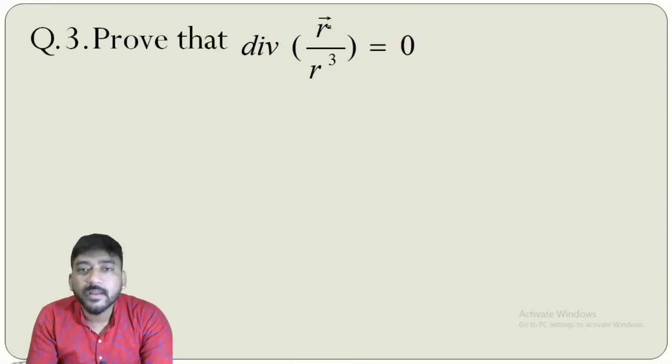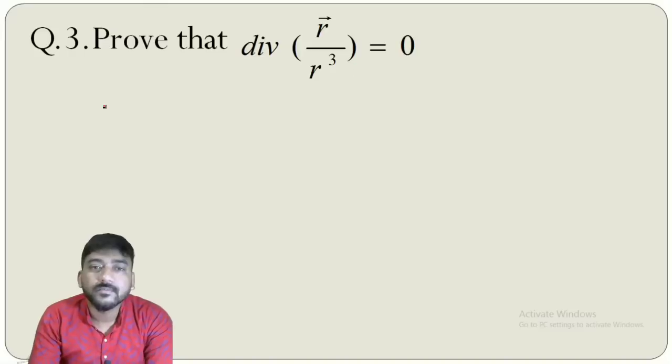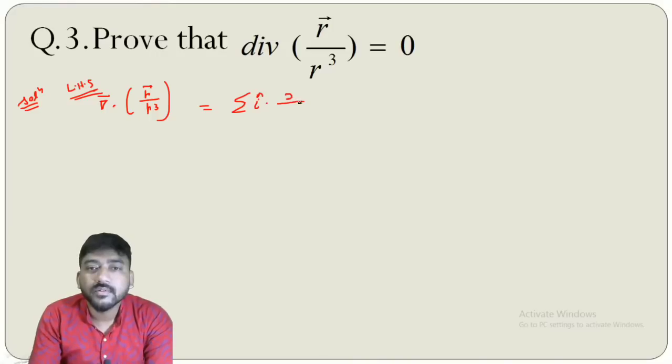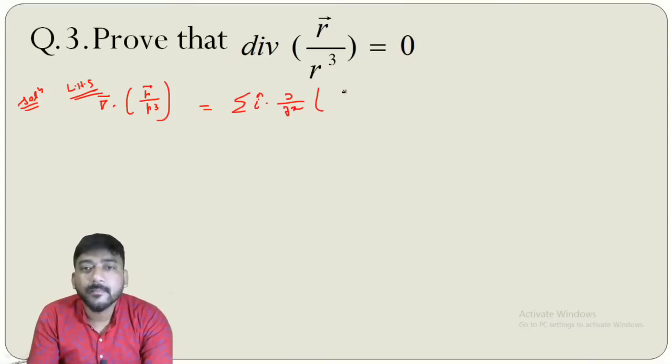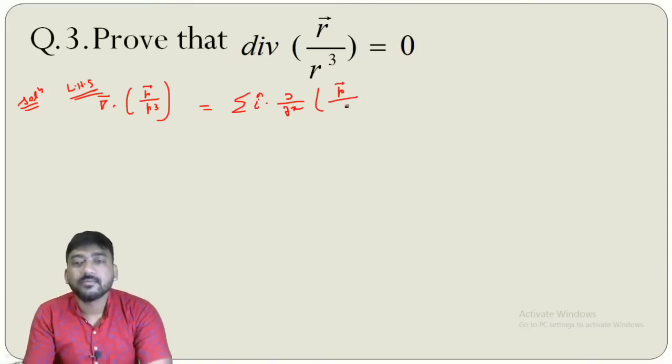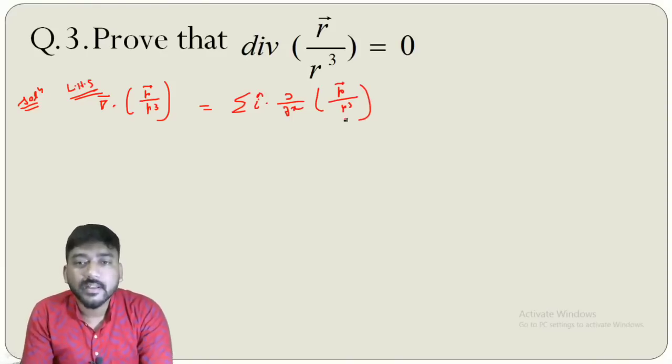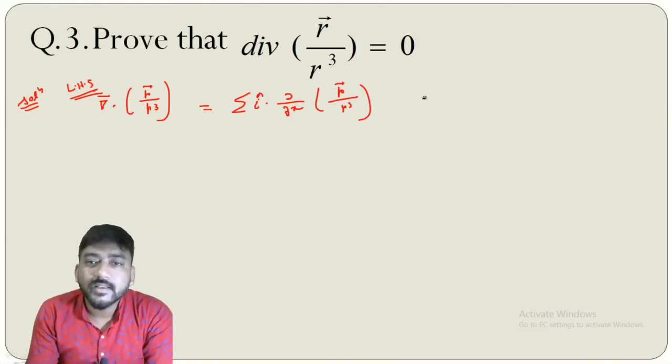Here we have to prove that divergence of r vector by r cube is equal to 0. Okay, so we have to prove that divergence of r vector by r cube. So let me take this as a left hand side, obviously. So we can write it again as summation i dot del by del x of r vector by r cube. So what is del by del x of r vector by r cube?